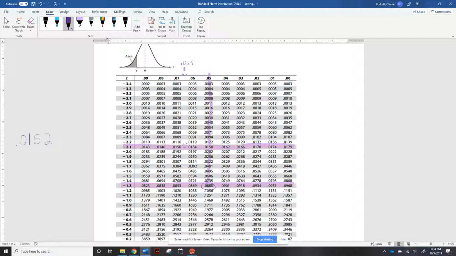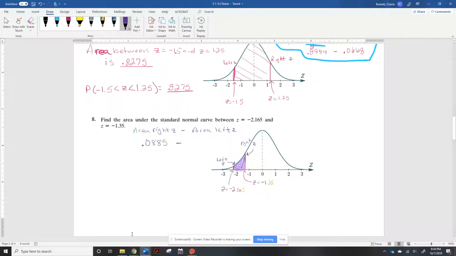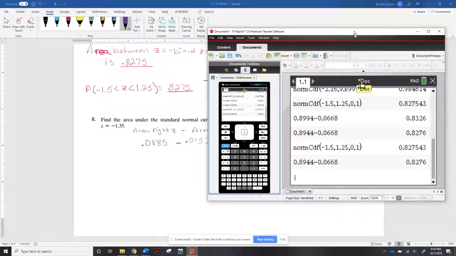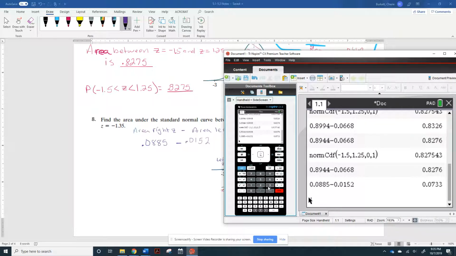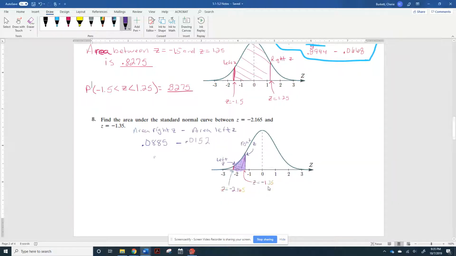0.0152. That's halfway between 150 and 154. So that's the number that is going to go here. And then we're going to go to the calculator and subtract those two. 0.0885 minus 0.0152. And the answer is going to be 0.0733. That's the area between those two.